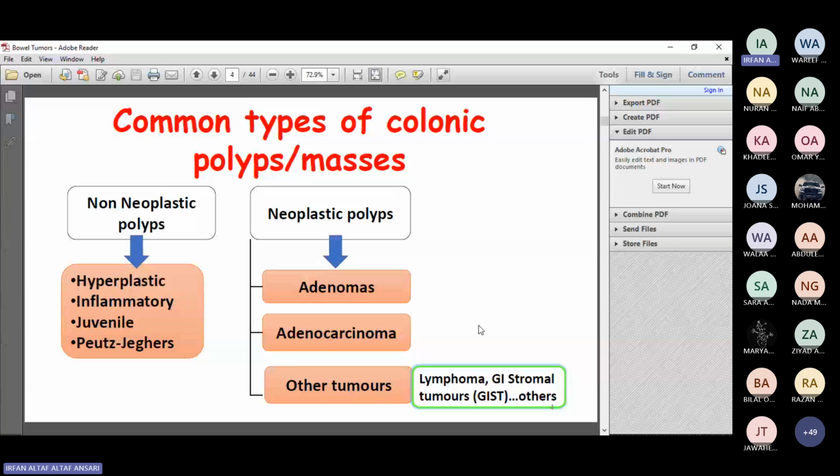Okay. A neoplastic polyp can be benign or malignant. It can arise from epithelium, as an adenoma. It can be a carcinomatous polyp, a carcinoma, or it can be another tumor like lymphoma of the GIT, which can also have a polypoidal projection into the lumen, or gastrointestinal stromal tumor. So if you are asked to mention two non-neoplastic polyps or three neoplastic polyps: adenoma, adenocarcinoma, lymphoma, GIST. Okay, this would be your answer.